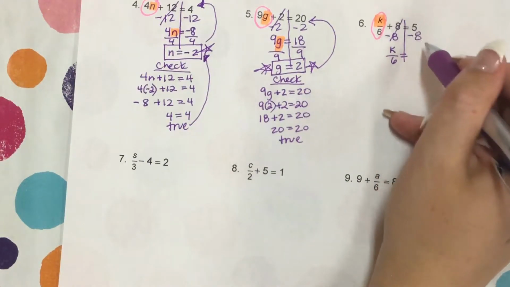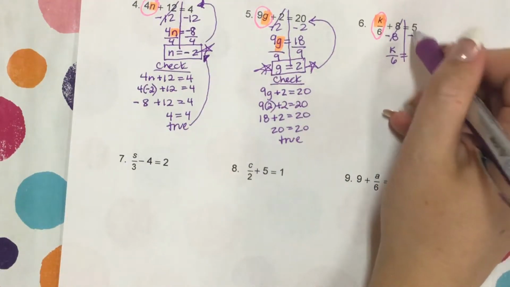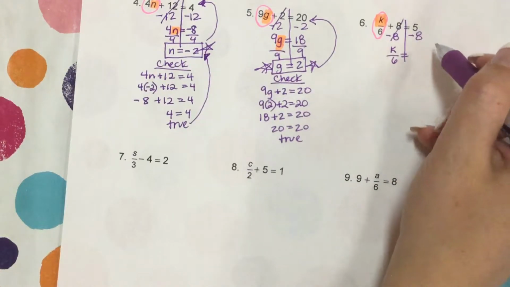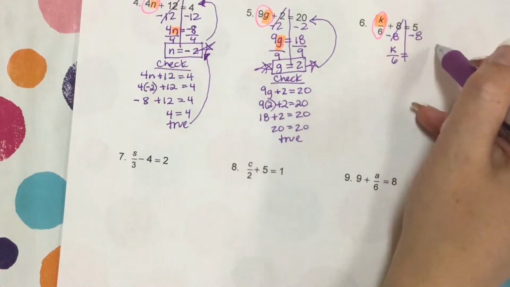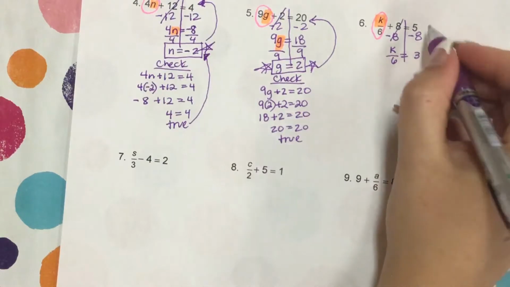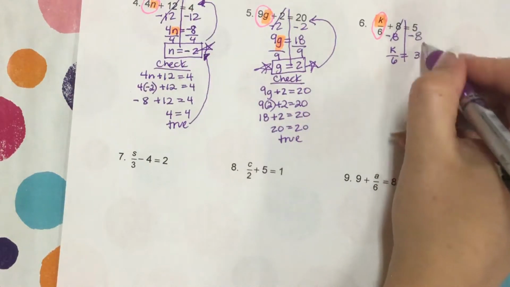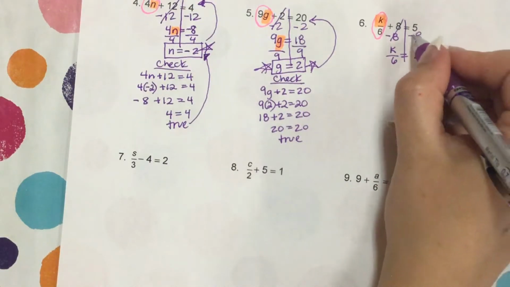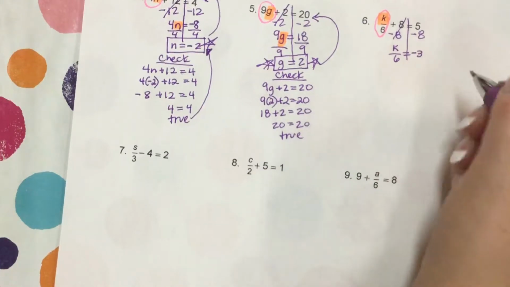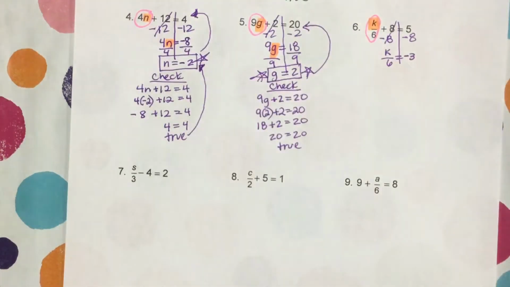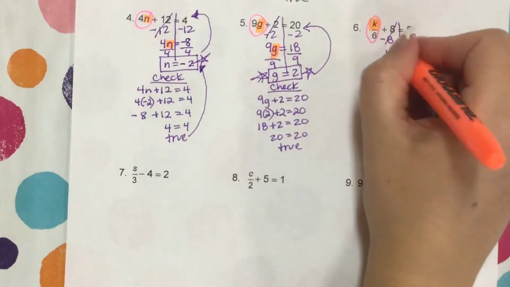5 is positive, 8 is negative. That means the signs are different, so we take the difference. The difference between 8 and 5 is 3. We look at the numbers 5 and 8. Which number is bigger? 8 is bigger, 8 is negative. That means our answer is negative. Perfect.